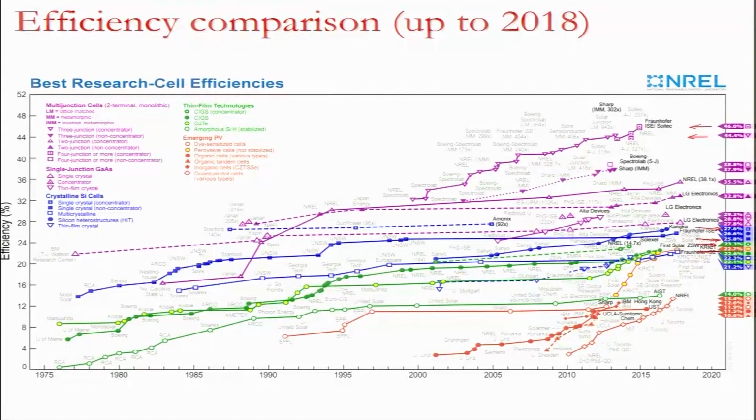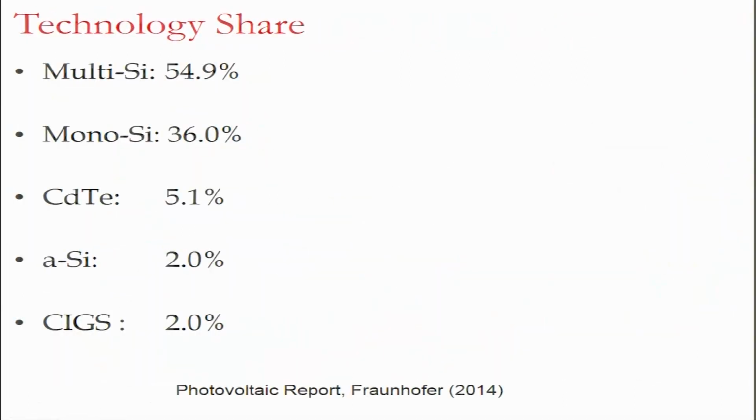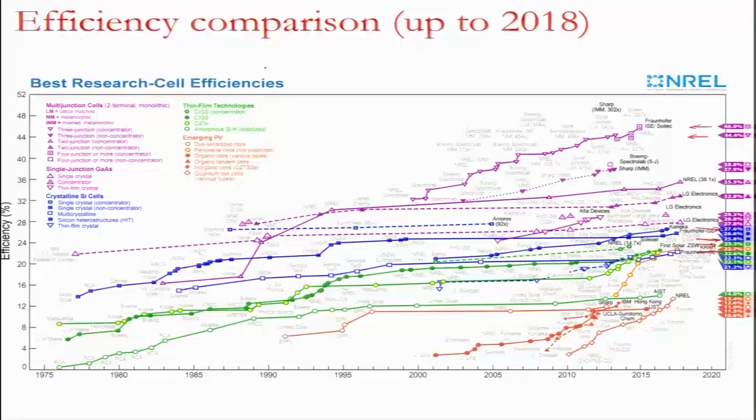So the future is quite bright as far as solar energy is concerned, and given that recently we have had cost reductions in silicon photovoltaics, the future is certainly quite bright. So, right now as of the 2014 report, the technology share of multi-crystalline silicon is about 54.9%, and in case of silicon you can see the numbers here.